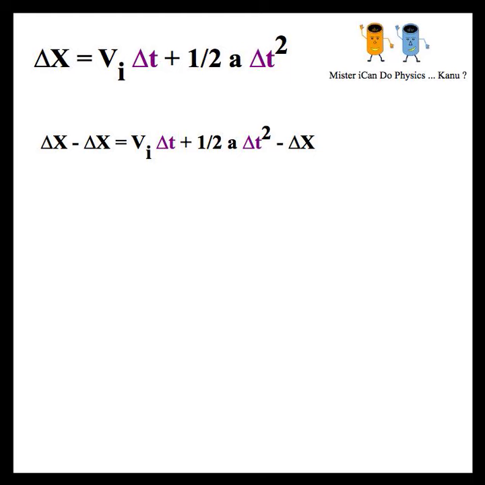We'll start by looking at how we could subtract delta x from both sides of our equation. Then we simply reorder our equation to look like this. All we did was realize that delta x minus delta x is 0 for the left-hand side and reorder things on the right-hand side so that 0 equals negative delta x plus v sub i delta t plus 1/2 a delta t squared.